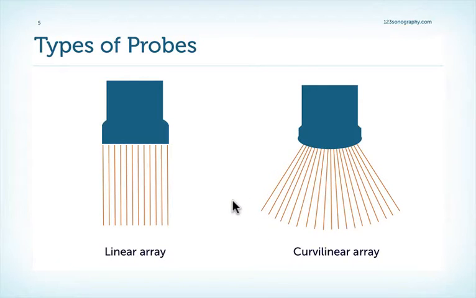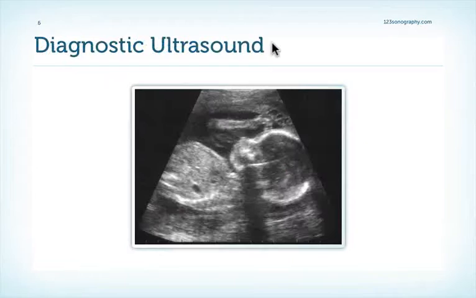Therefore, these transducers are ideal for cardiology, where you have small intercostal spaces and where you do not have very much room to place the transducer. So, in cardiology, we mainly use curvilinear array probes.